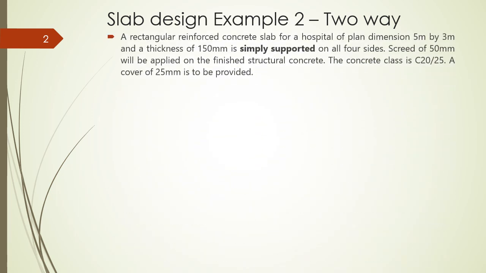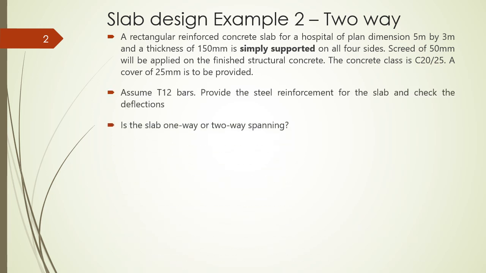A rectangular reinforced concrete slab for a hospital of plan dimensions 5 meters by 3 meters and a thickness of 150 millimeters is simply supported on all four sides. Screed of 50 millimeters will be applied on the finished structural concrete. The concrete class is C20/25. A cover of 25 millimeters is to be provided. Assume T12 bars, provide the steel reinforcement for the slab and check the deflection.